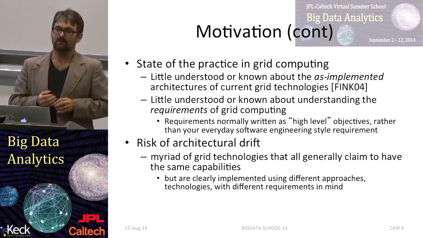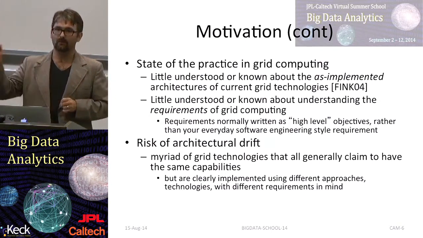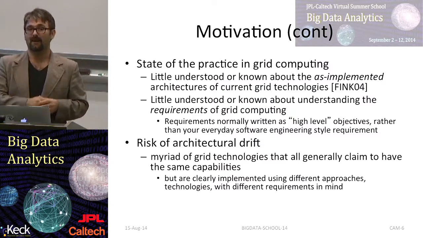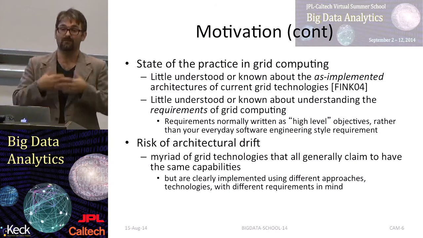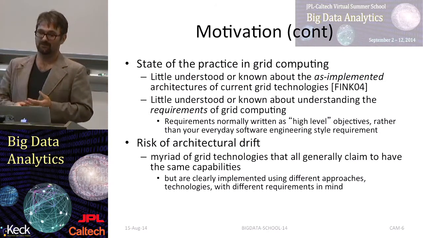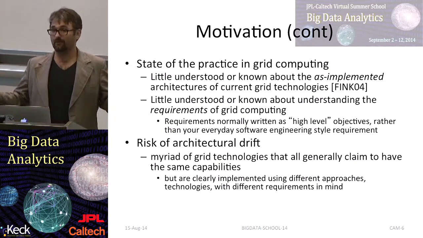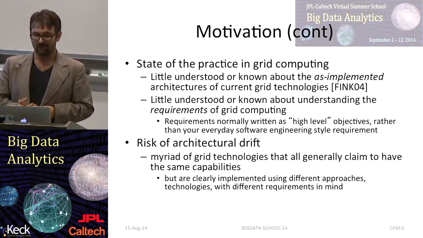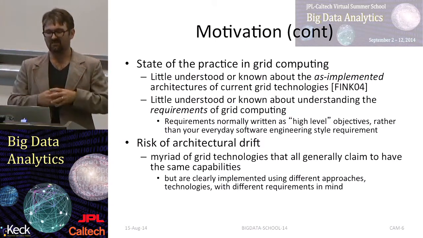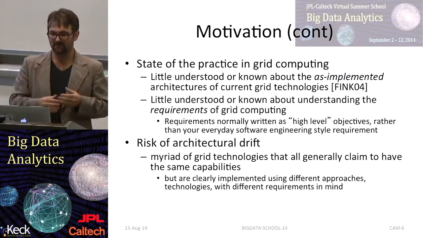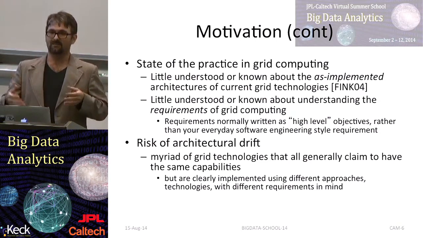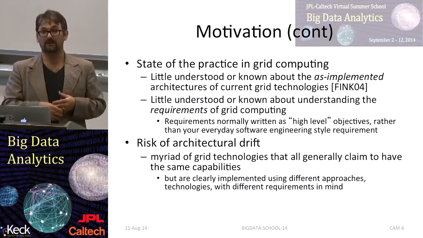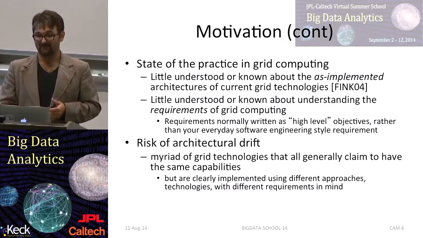And so there's this big risk if you know a little bit about the requirements, but you're not exactly sure of how that maps, and how that went through the design process and through the architectural process to the eventual implementation. It's a big risk of architectural drift or erosion, as we were just talking about in the second module of this course, right? It seems like grid technologies all generally claim to have the same capabilities, but they seem to be implemented in vastly different ways, have different requirements that they're satisfying, and so on and so forth. Maybe evidenced by the reviewer that was reviewing our paper at the time.